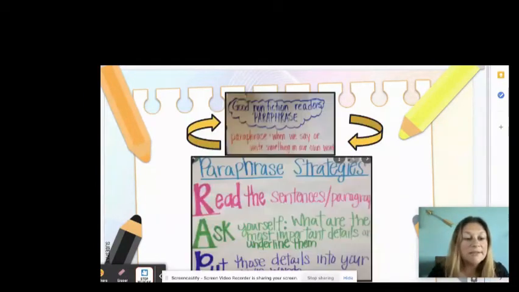So let's look at the next page. Paraphrasing strategies. Do any of you know RAP? Well, if you don't, RAP means to read the sentences or paragraphs. You ask yourself, what are the most important details, and underline them. And then you put those details into your own words, and that is paraphrasing.